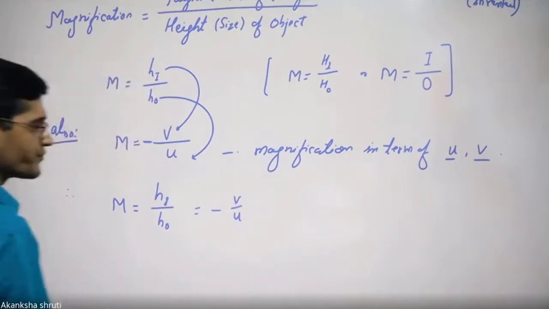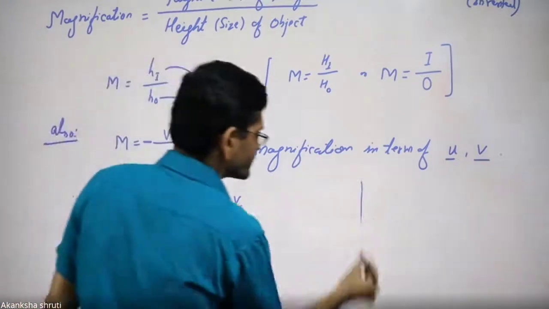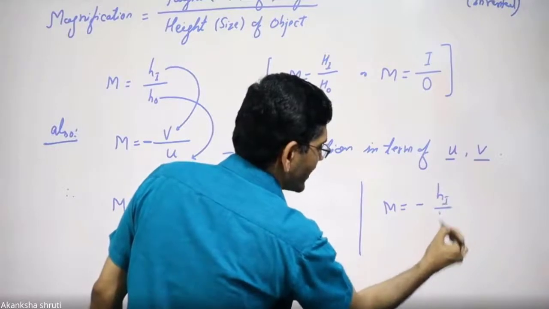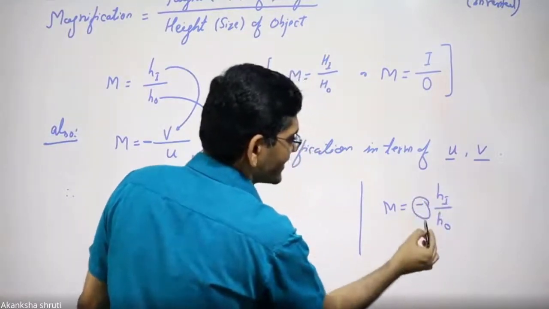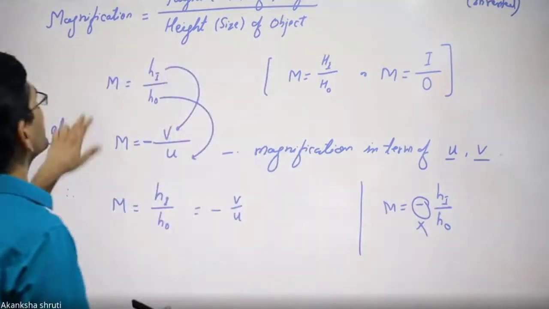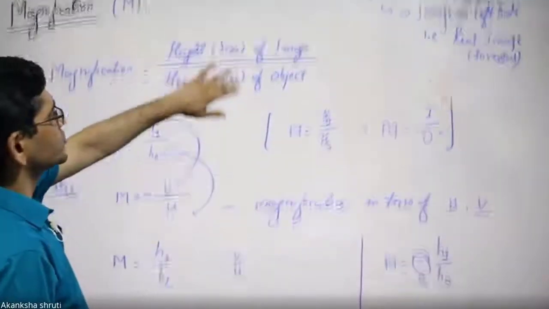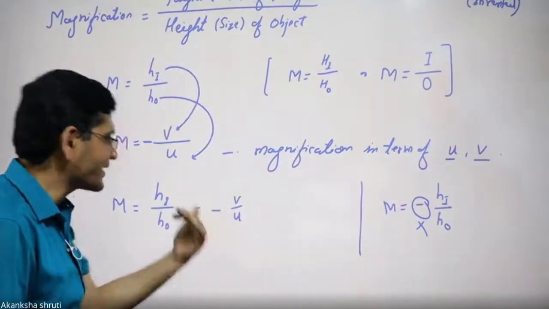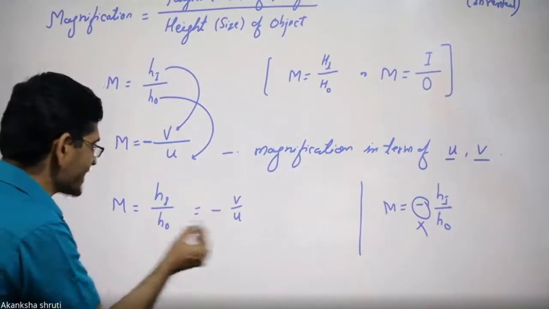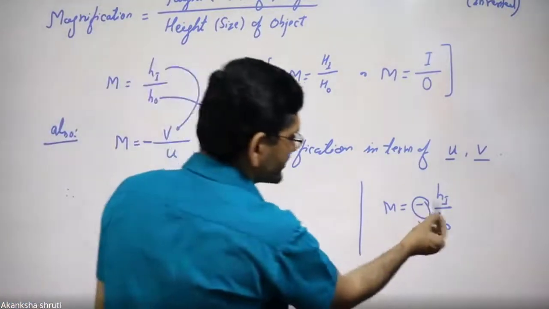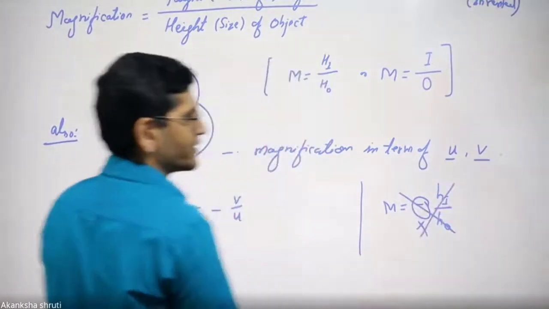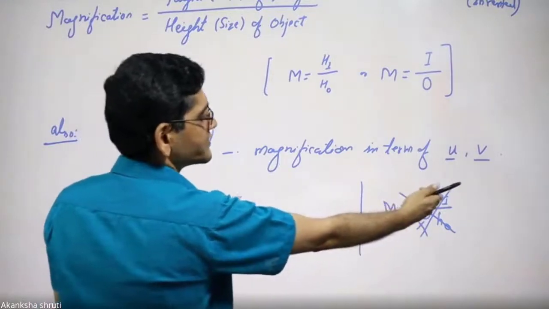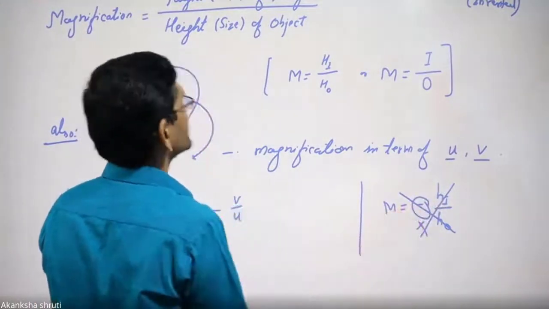Students, do not take M as minus of HI by HO. No, this negative sign is not required because by the definition of magnification, it is just a ratio of the two heights. But if we are considering the similar triangle, then this negative sign gets introduced. So you have to take this negative sign with V and U only, not with HO and HI. If you take it there, you could not predict the nature of the image by the magnification.